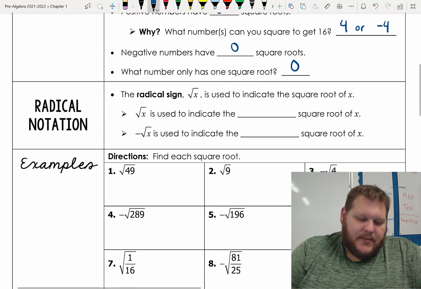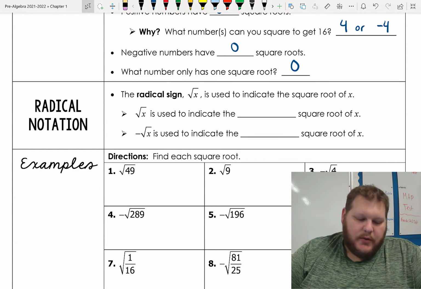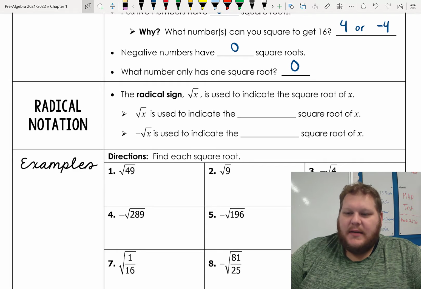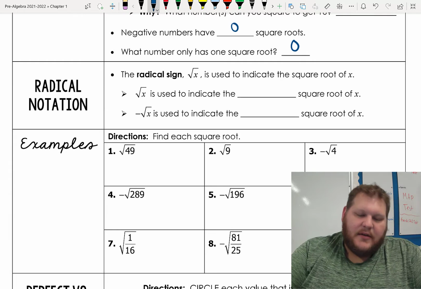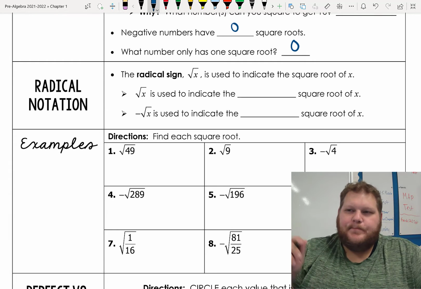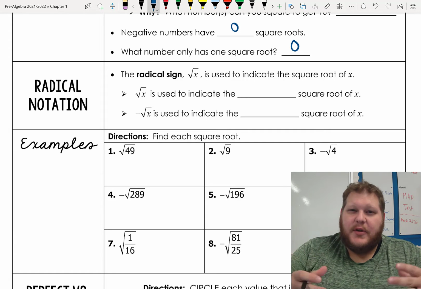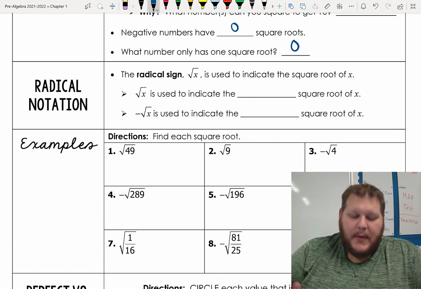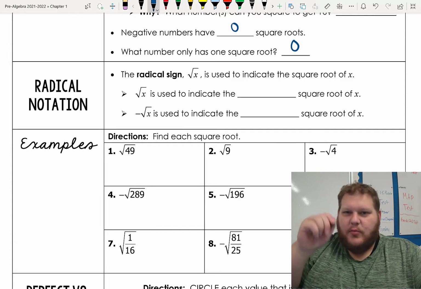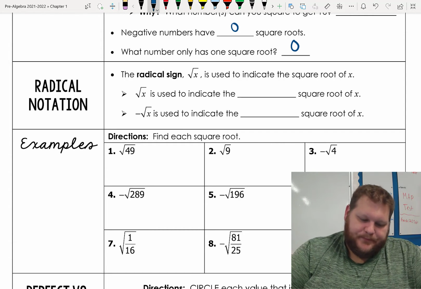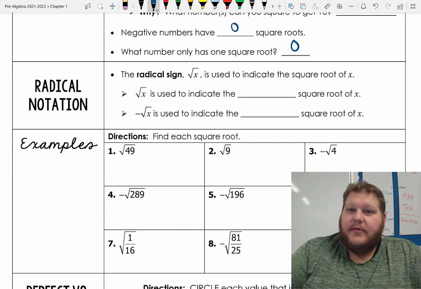All right, getting into the notation side of things, the symbols that we'll use to represent square roots. We have this radical sign, not the x part of it, but just this part, which looks almost like a heartbeat monitor, like you see on TV. We use that symbol to represent the square root of x.